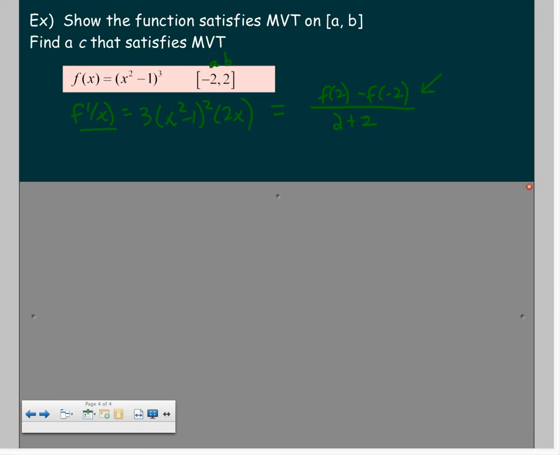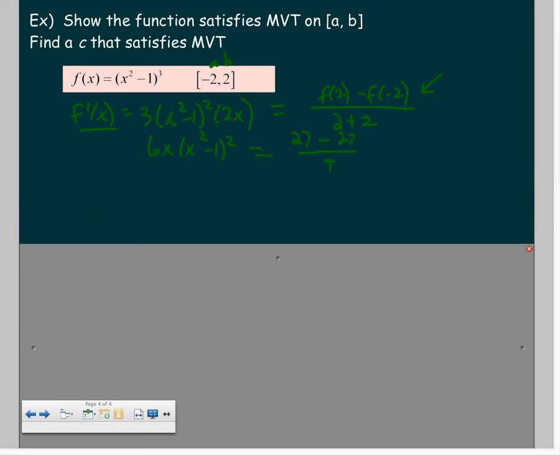So I'm going to do some simplifying and let's see what happens. This becomes... what would f of 2 be? 2 squared is 4, minus 1 is 3, 3 cubed is 27. So isn't f of -2 going to also be 27? Oh, this is so nice.